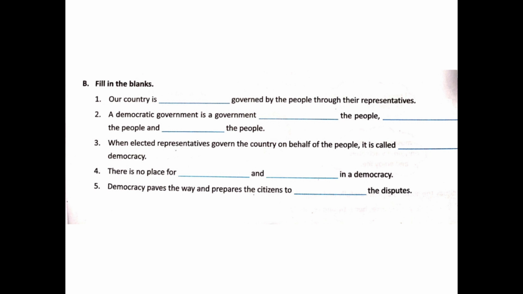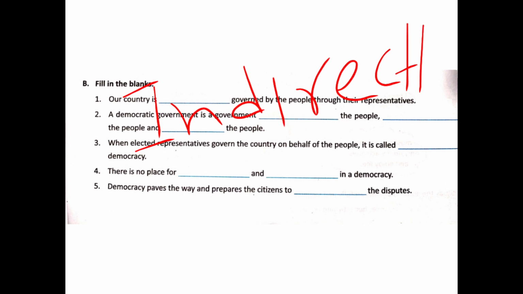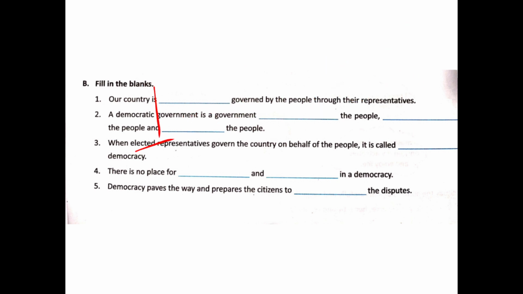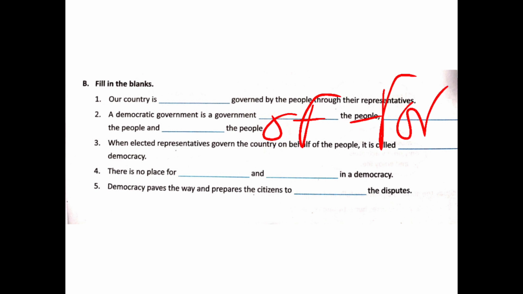Okay, co-ercion. Then fill in the blanks. Our country is indirectly governed by the people through their representative. And 2. A democratic government is a government of the people, for the people, or by the people. Okay, last one is by the people.